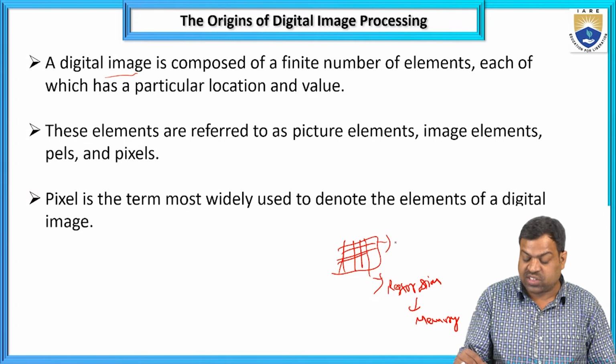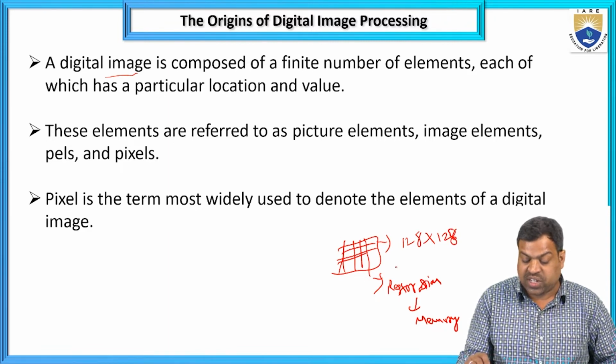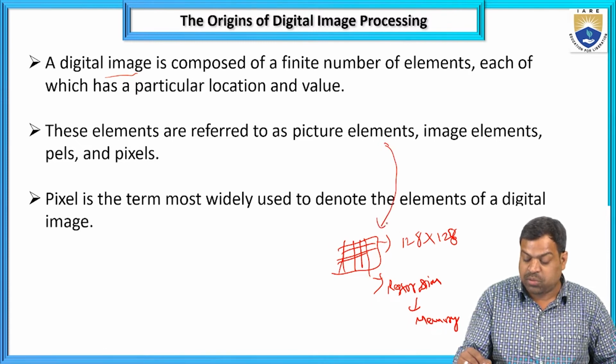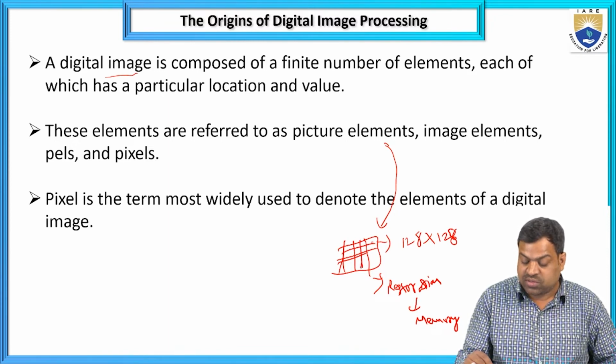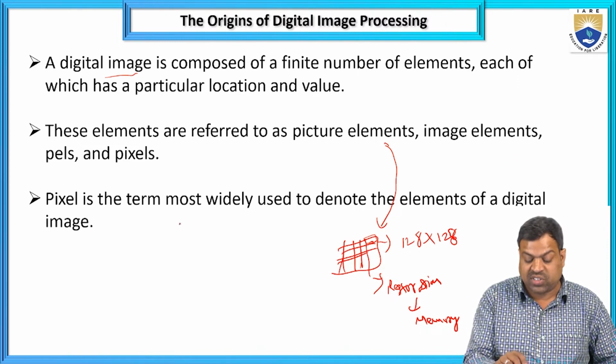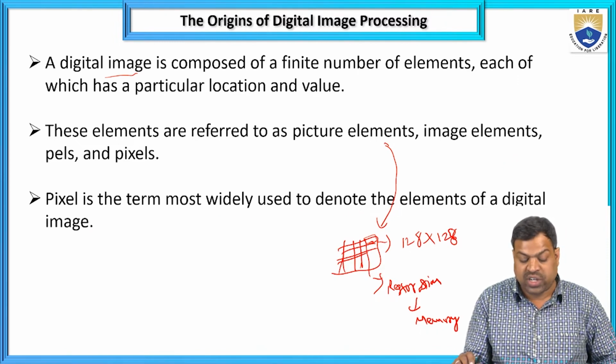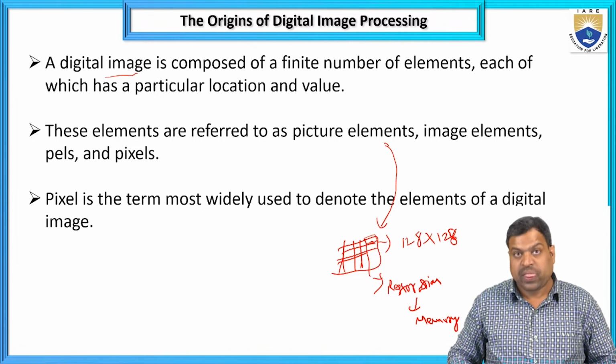Suppose this image has how many pixels? Suppose I am taking 128 into 128. For example, I am taking 128 into 128. So these are picture elements, and from the picture elements we are converting to 128 into 128 pixels. So picture elements are converted to pixels, and these are also called image elements. Pixel is the term most widely used to denote the elements of a digital image.